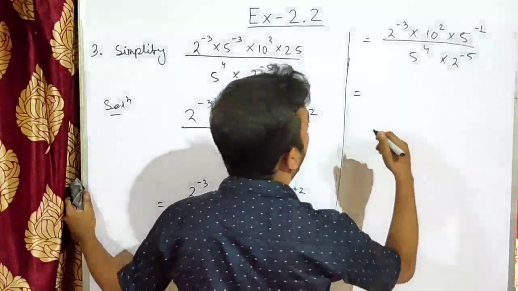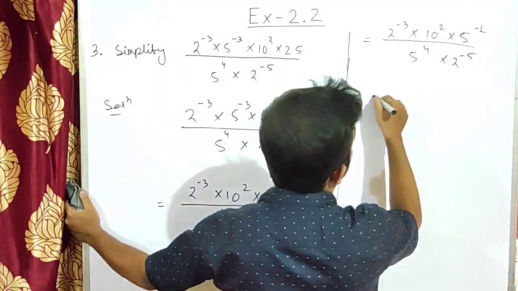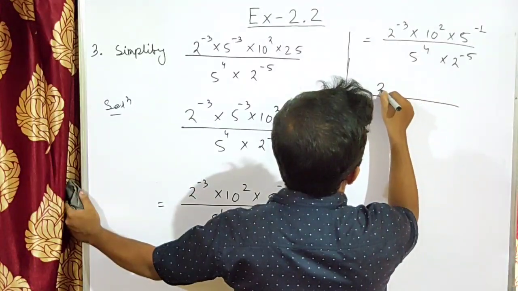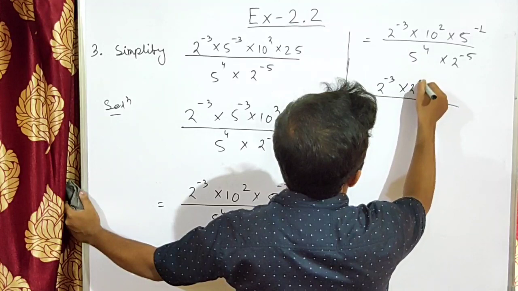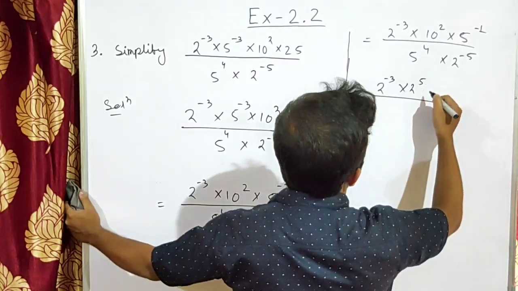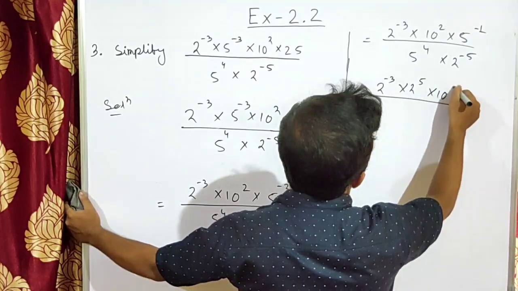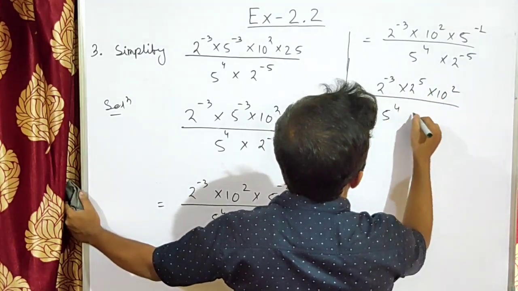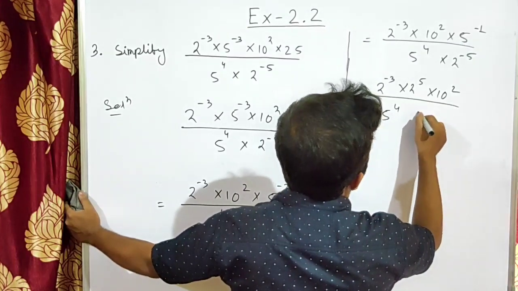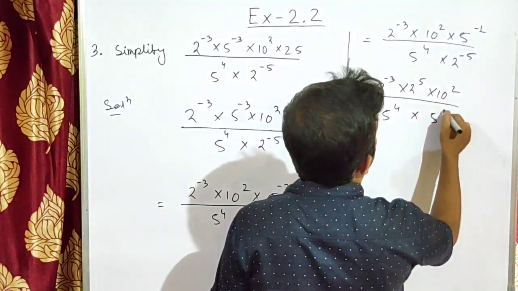How we'll take this? Because we have one law. Just look at the board. Now can we write it like this? 2^-3 into 2^5 into 10^2, and in the denominator we can write 5^4 into 5^1. Why?